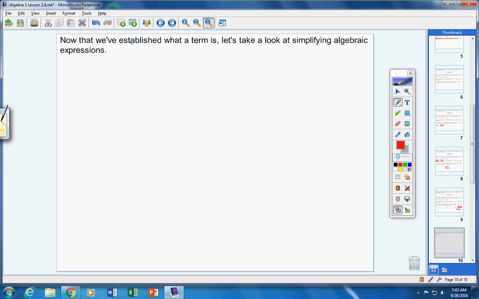Simplifying algebra expressions. So here we go. Please copy down this first problem. Don't worry about the rest of them. Copy down this first problem. Now, we call this expression here a binomial. We'll get to that later. There are 2 terms. Here's one term, here's another term.